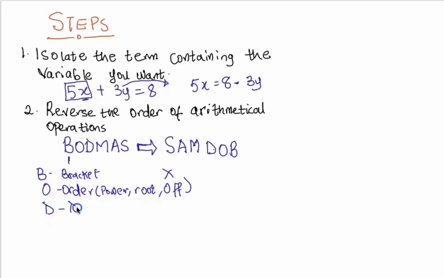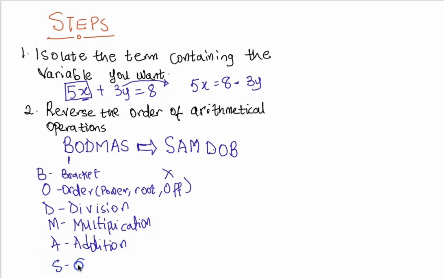Then D stands for division. Then the M stands for multiplication. And then we have A, which is addition. And lastly, we have S to be subtraction. So this is what BODMAS stands for. So the order simply tells us that when you are performing arithmetical operation, solve bracket first, followed by order, followed by division, multiplication, addition, and lastly, you should solve subtraction.